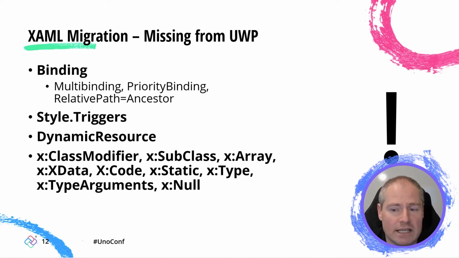Some of the more dynamic styling capabilities, such as style triggers and dynamic resources, aren't available to us. Style triggers, for example, are not available. Dynamic resources are not available, but there are workarounds for these. An area where there aren't many workarounds is the XAML extensions that provided access to change code generation, such as class modifiers, subclass, and so on. And an area that may particularly bite is if you've made a lot of use of x:Null in setting up bindings. That isn't available in UWP.